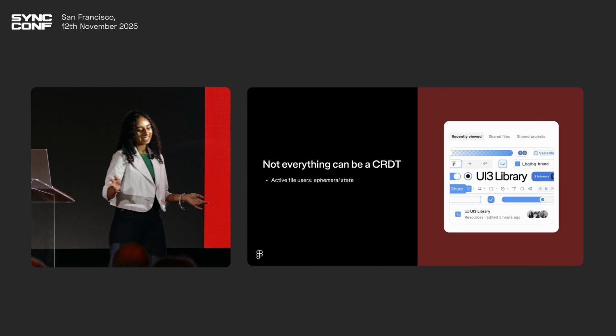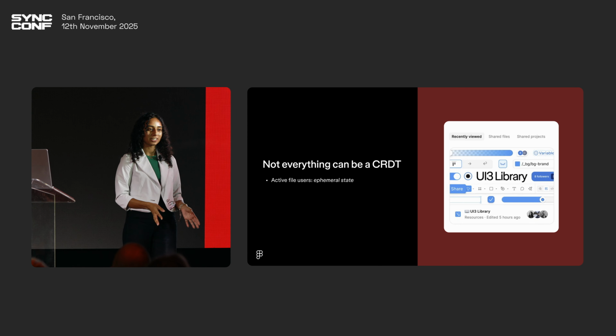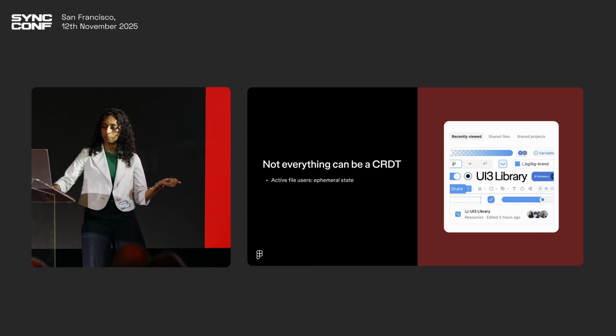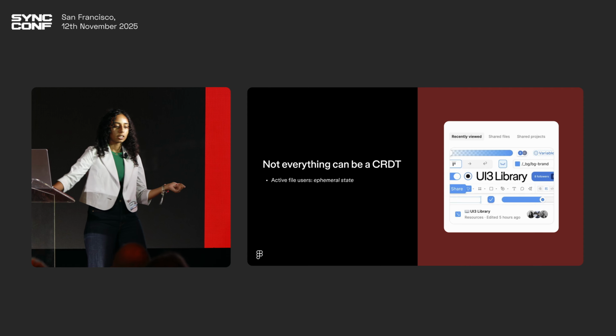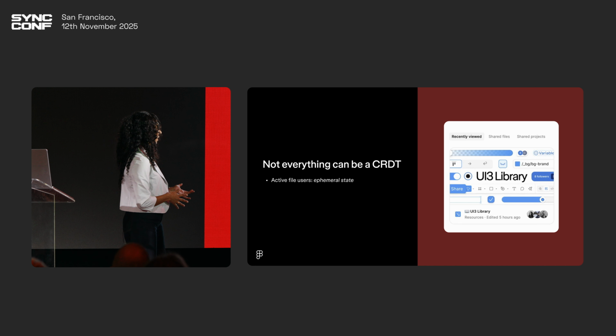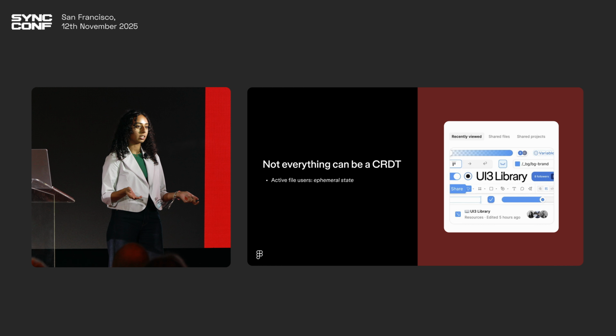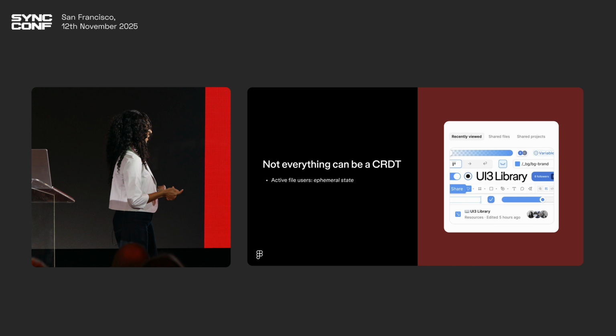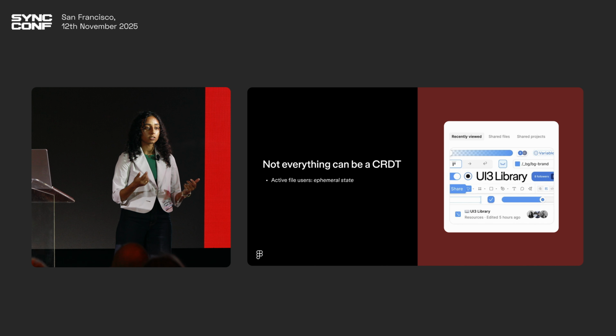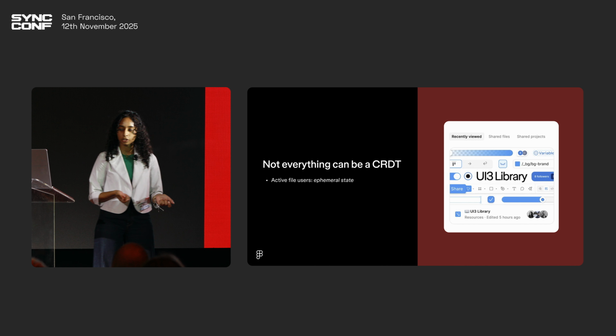So there's a few reasons. Not everything can be a CRDT. So one example, active file users. This is ephemeral state. It's state that lasts for the duration of a user session, and it would be wasteful to persist that on the back end or build it into this document that's being synced with the server each time.